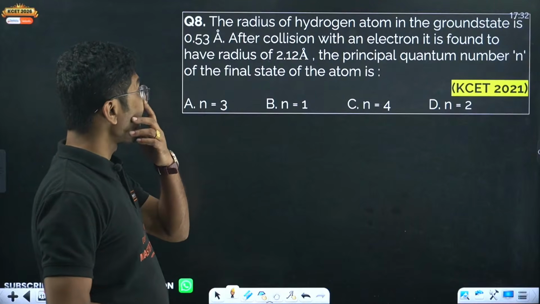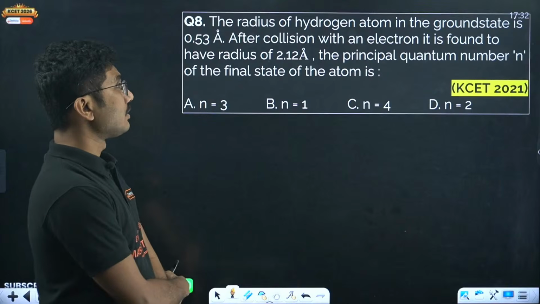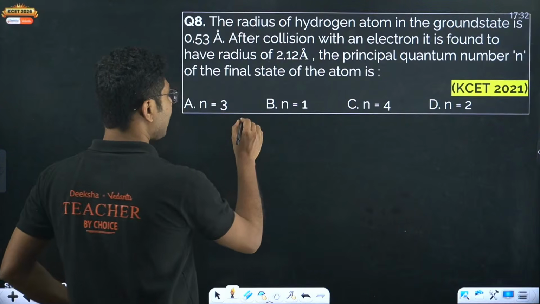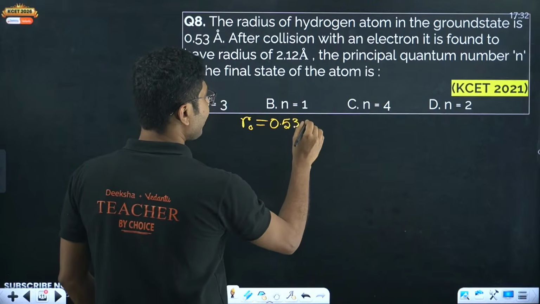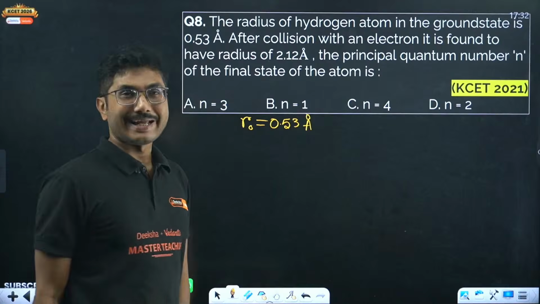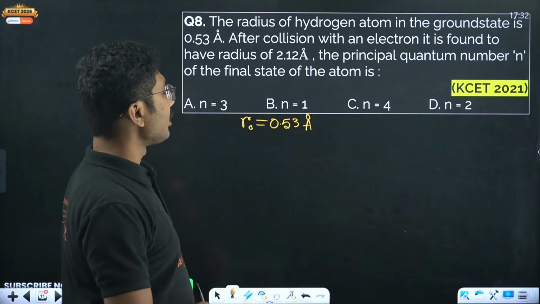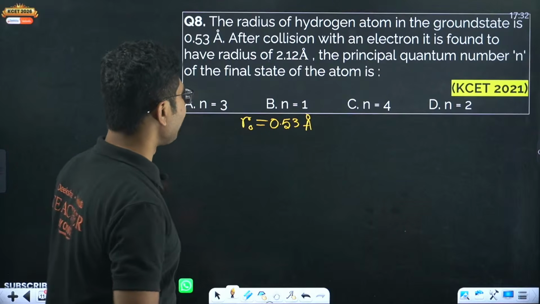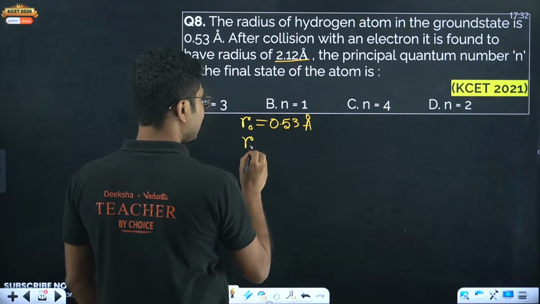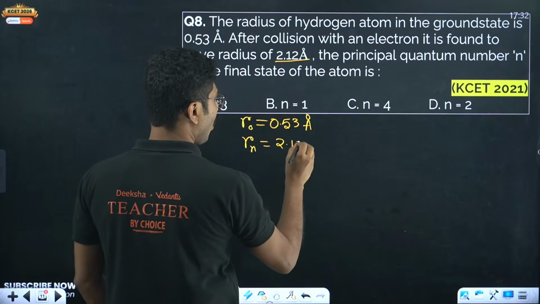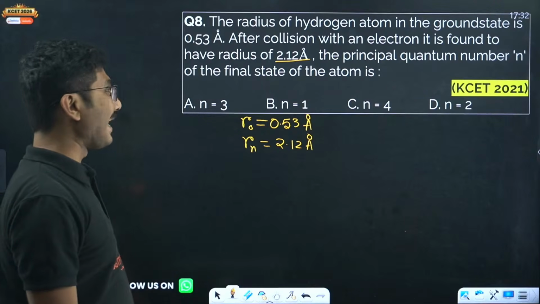The radius of the hydrogen atom in the ground state is another similar question. Now solve this. The radius of the hydrogen atom in the ground state R0 is 0.53. This is also a very common pattern question in KCET. In 21 and 22, both years this question came. After collision with an electron, it is found to have a radius of 2.12 angstrom. So the radius Rn is 2.12 angstrom.